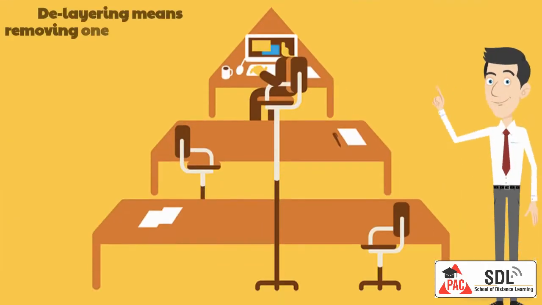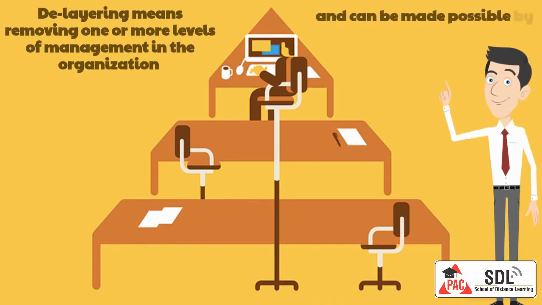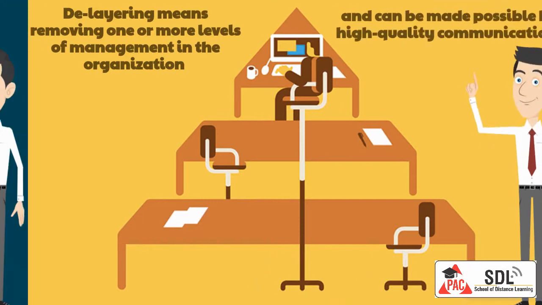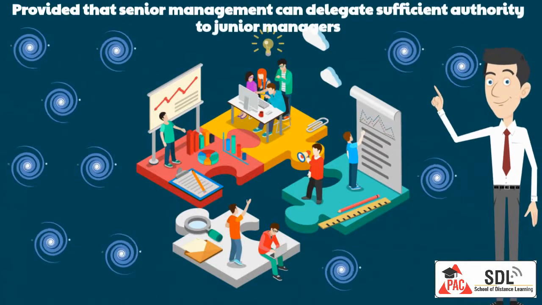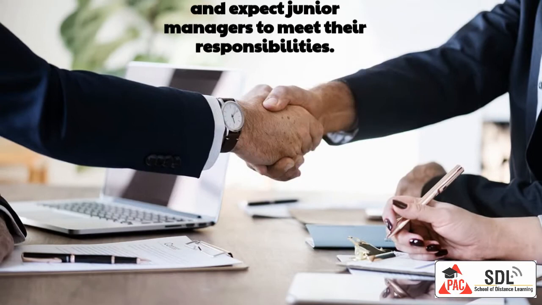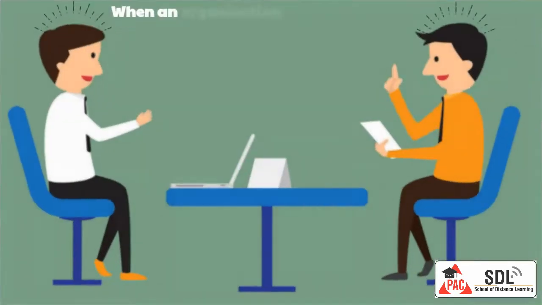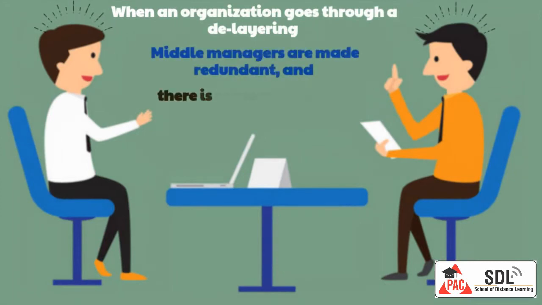Delayering means removing one or more levels of management in the organization and can be made possible by high-quality communications, provided that senior management can delegate sufficient authority to junior managers, and expect junior managers to meet their responsibilities. When an organization goes through a delayering, middle managers are made redundant, and there is consequently some downsizing.